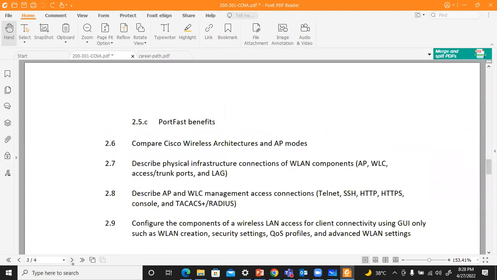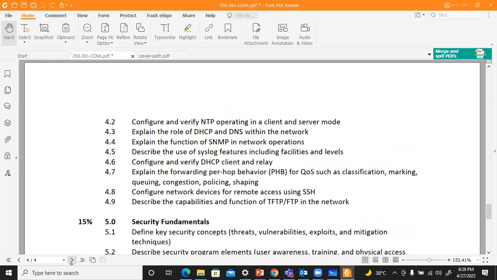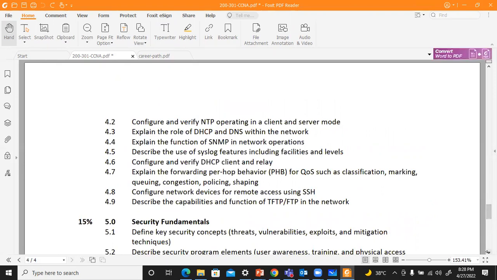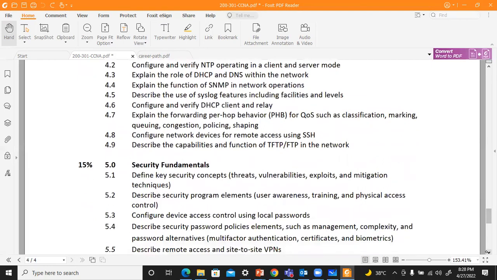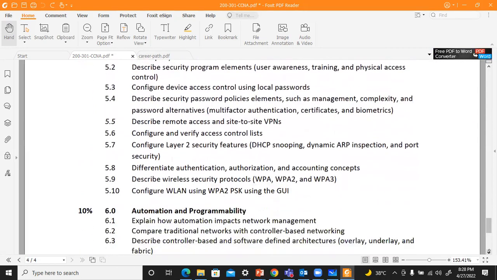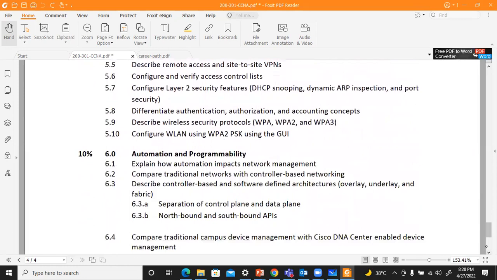Now, the next is Cisco wireless architecture and AP modes. This is something new that they have added. Then the new topics, if I tell you, are quality of service, advanced VLAN settings, and security fundamentals. In the security fundamentals, there are the key security concepts, threats, vulnerabilities, exploits, and mitigation techniques. There is user awareness, training, and physical access control. There are various security types in layer 2 and layer 3. There is DHCP snooping and dynamic ARP inspection for security. There is WLAN, which is for wireless.